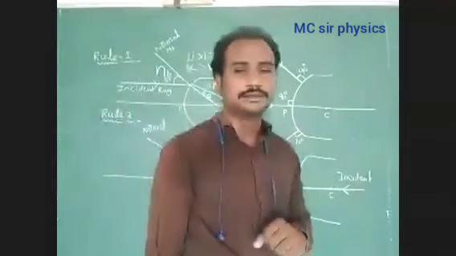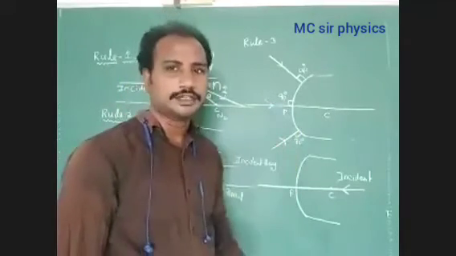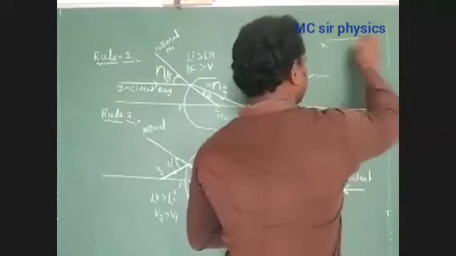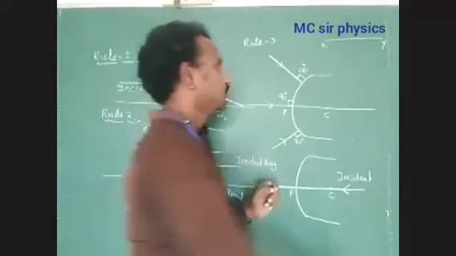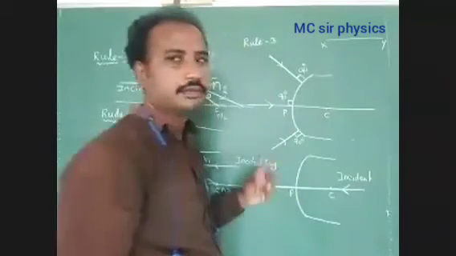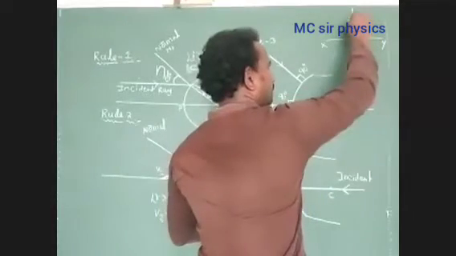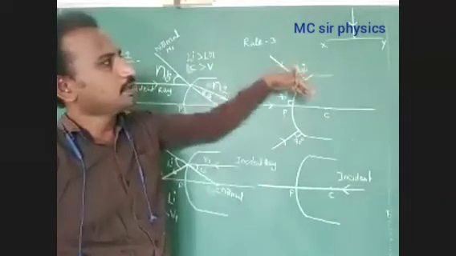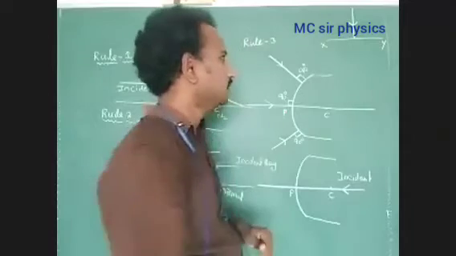Next one, rule 3. Rule 3, this point I explained in a special condition. What is that special condition? Here just identify the refracting surface XY. This surface separates the two optical mediums: one the rarer optical medium, another the denser optical medium. Now we have to consider the incident ray direction perpendicular to the refracting surface.